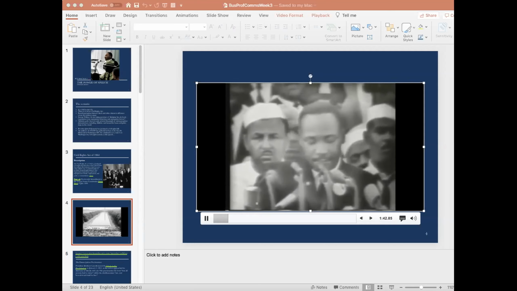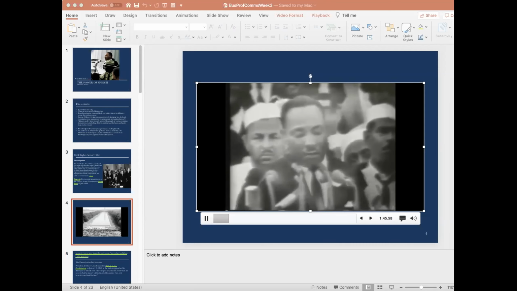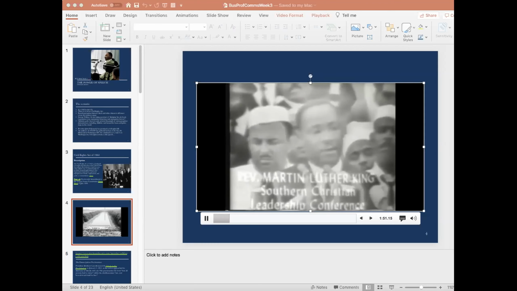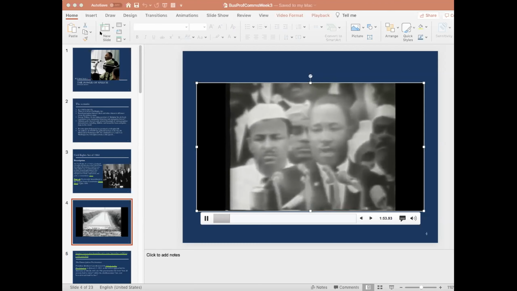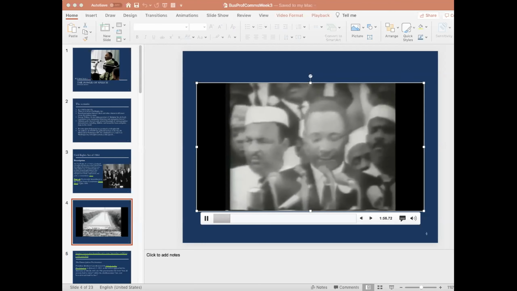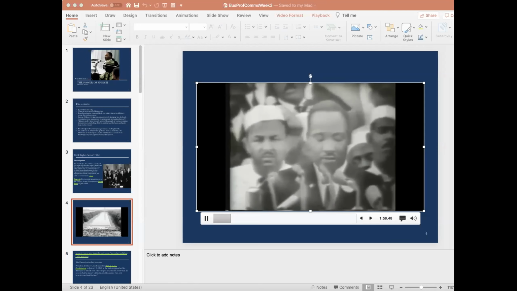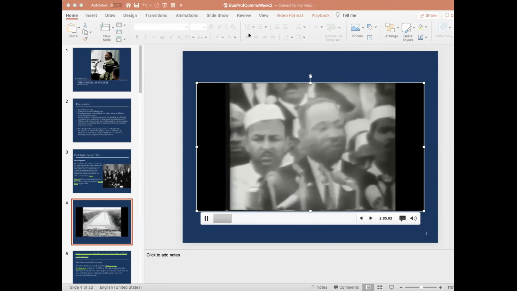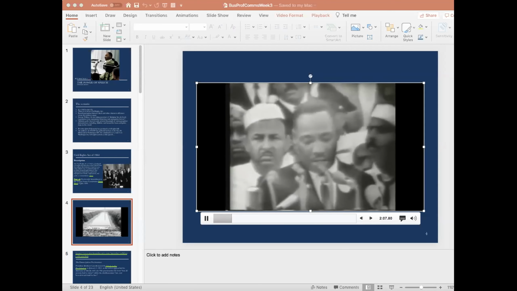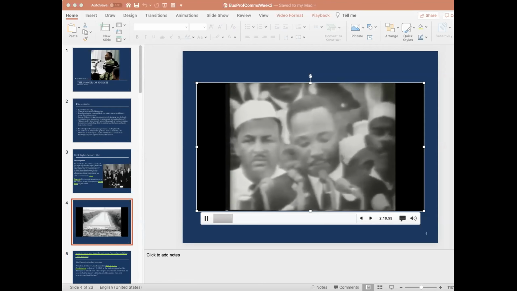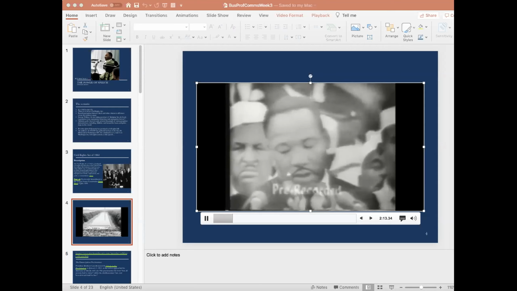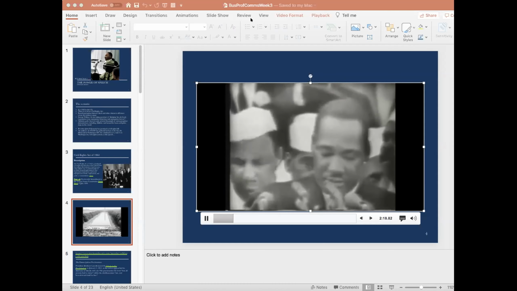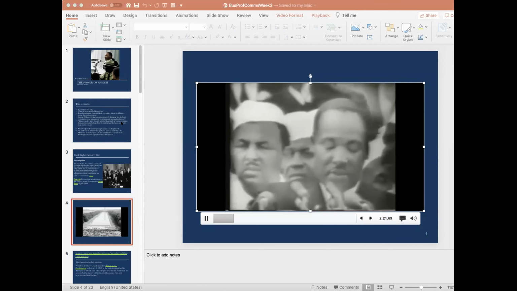100 years later, the life of the Negro is still sadly crippled by the manacles of segregation and the chains of discrimination. 100 years later, the Negro lives on a lonely island of poverty in the midst of a vast ocean of material prosperity. 100 years later, the Negro is still languished in the corners of American society and finds himself in exile.